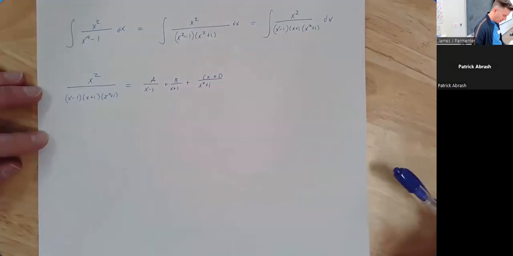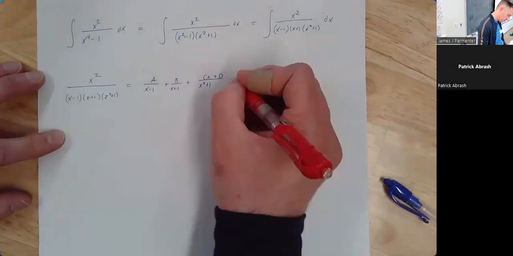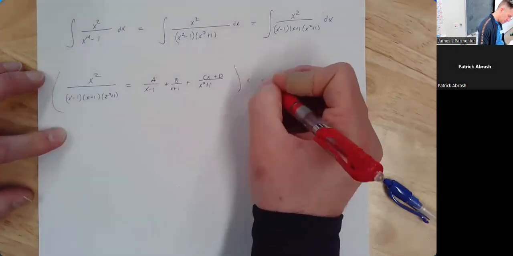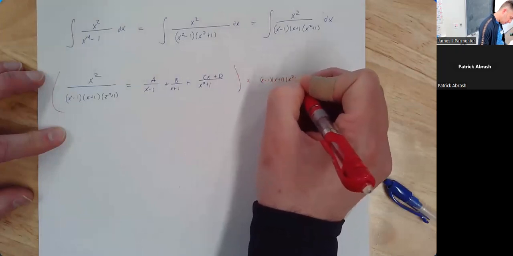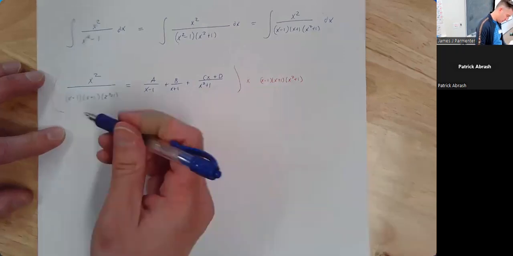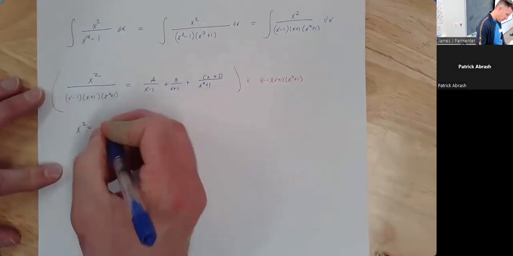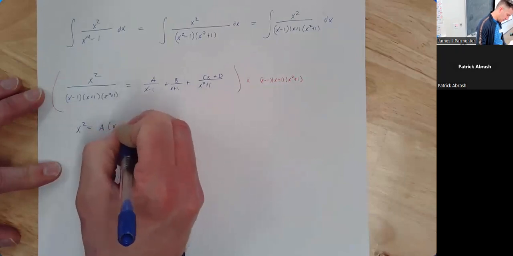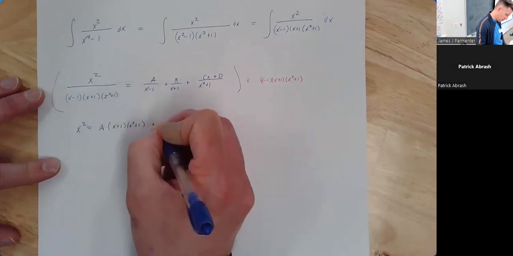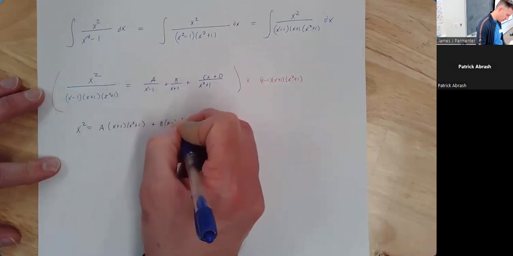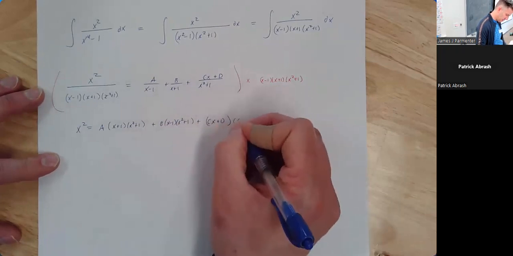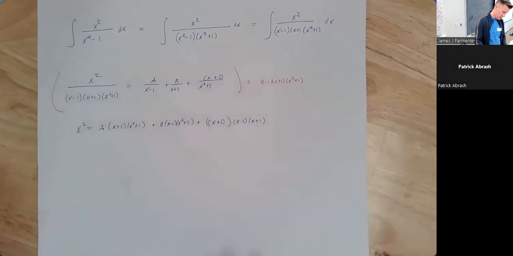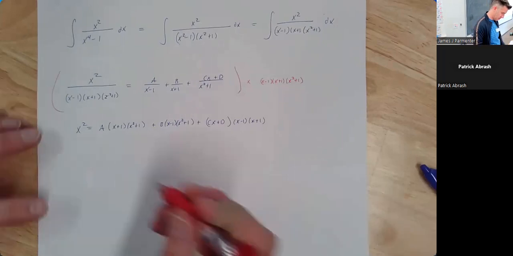All right, and then we multiply both sides by the common denominator. Let's see what we get. So we're going to get x squared on the left. We're going to get A times (x plus 1)(x squared plus 1). We're going to get B times (x minus 1)(x squared plus 1). And we're going to get (Cx plus D) times (x minus 1)(x plus 1). Whoa, that's looking kind of gnarly. So let's utilize our convenient values of x.